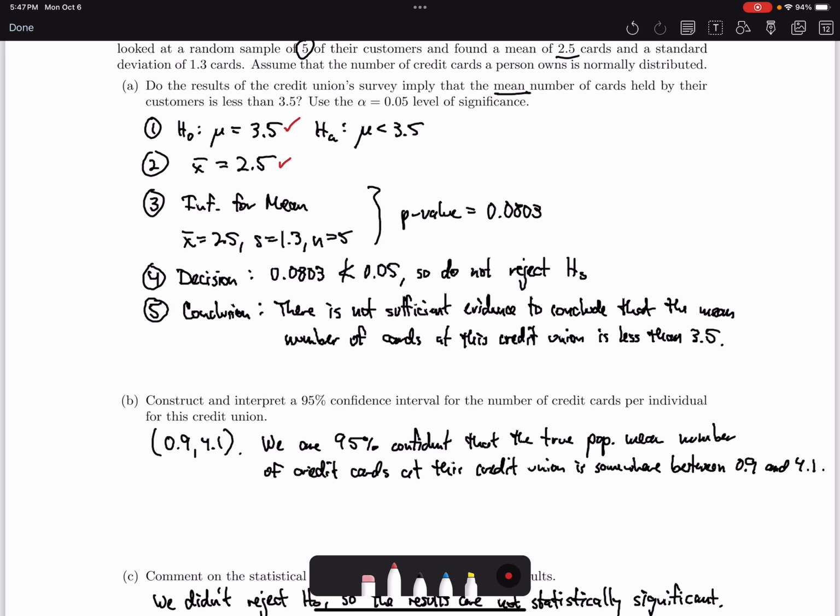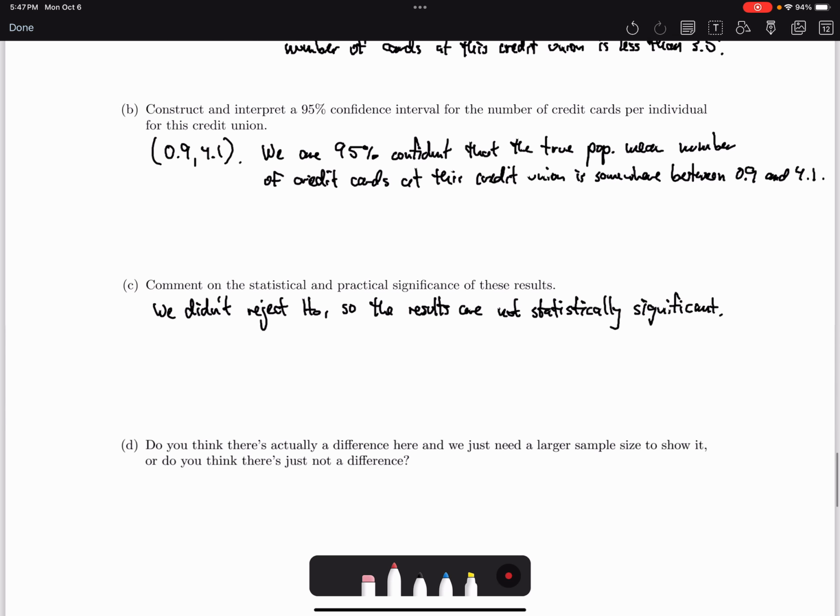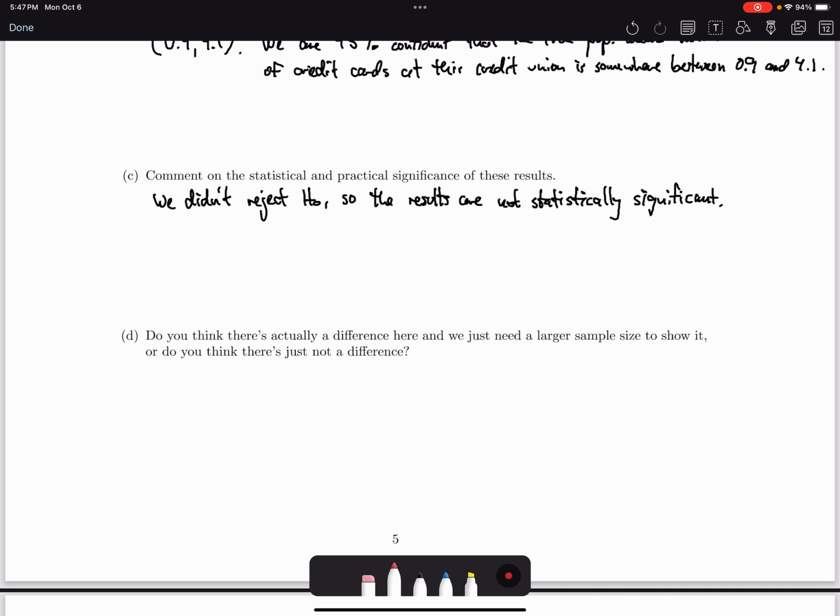If we were talking about on average, people have 200 credit cards, and in our sample, we got 199 credit cards per person, that would not be a significant difference, right? But when we're only starting with 3.5 credit cards to begin with, then when we decrease by one, that's a significant amount. And I think that we just didn't have enough evidence to show it, right? So the results are not statistically significant. That's probably a sample size issue.